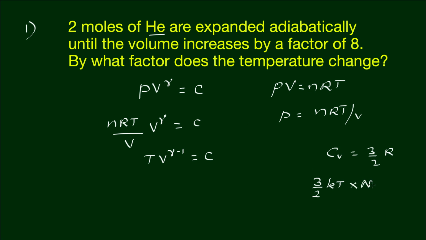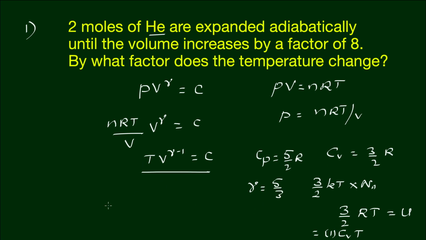So per mole you get by multiplying it with Avogadro number, 3 by 2 RT. This is the total internal energy. Now the internal energy is equal to number of moles, here it is 1 mole because we calculated it for 1 mole, n Cv T. If I compare these two expressions, we get Cv is equal to 3 by 2 R. And Cp therefore is Cv plus R, so it is 5 by 2 R. And lastly, gamma is Cp by Cv, so that is 5 by 3.